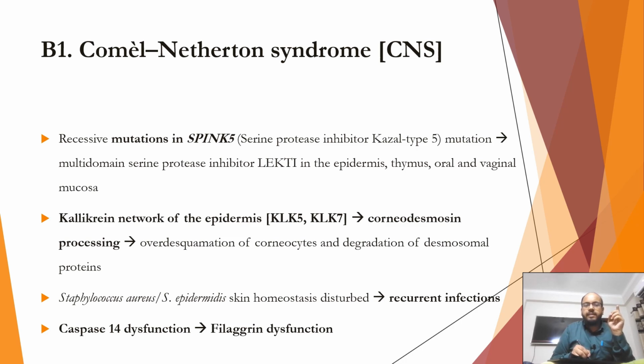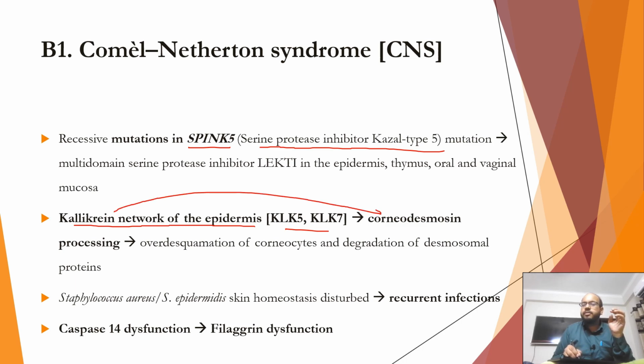So the problem lies in the mutation in SPINK5 gene. SPINK5 is serine protease inhibitor Kazal type 5, and this mutation leads to problems in the kallikrein network of the epidermis, namely kallikrein 5 and kallikrein 7. Now these proteins are required for the formation or the processing of corneodesmosin. So as we have said before, the problem will lie in corneodesmosin.